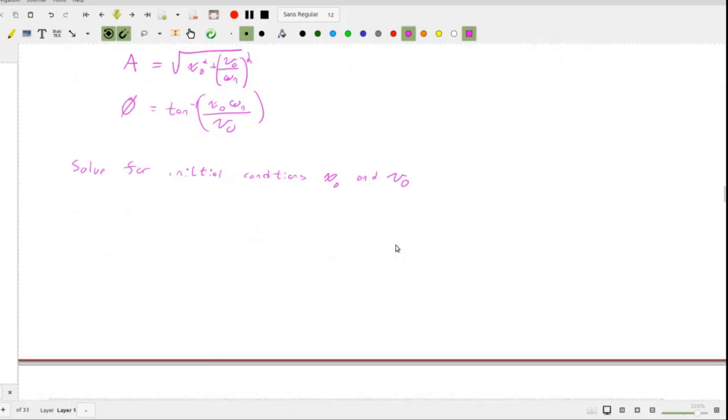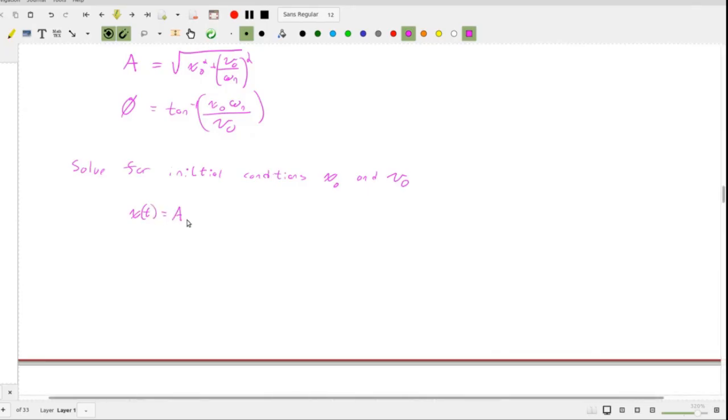Right, so again, we have x of t is equal to a1 cosine of omega n t plus a2 sine of omega n t, right? So we want to get our velocity for this equation. So let's take the derivative of that.